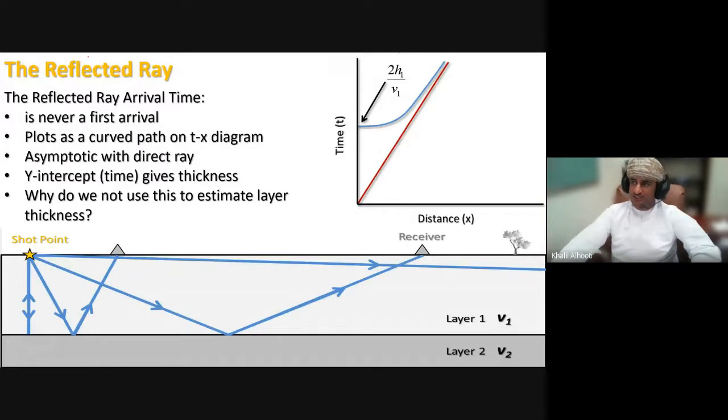For reflection, it is a bit more complex. We will not go into the details of the equations because there is a dedicated chapter for the reflection technique. But at least at zero offset, where source and receiver are exactly at the same point, we can calculate the time. How much time does it take for the energy to go down, return back and get recorded at a geophone planted where the source is? It can be calculated as such.